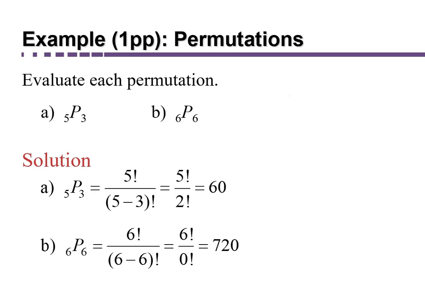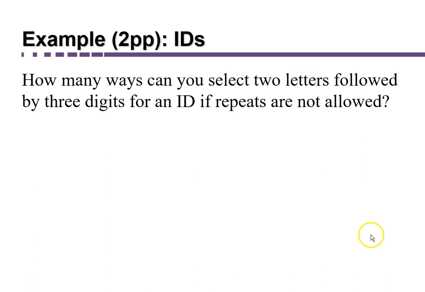All right, let's take a look and see what we have here. And there it is. All right, example 2. How many ways can you select 2 letters followed by 3 digits for an ID if repeats are not allowed? Well, this is a permutation problem, so we'll set it up as P. And let's keep in mind what we're doing here. We're having 2 letters followed by 3 digits.